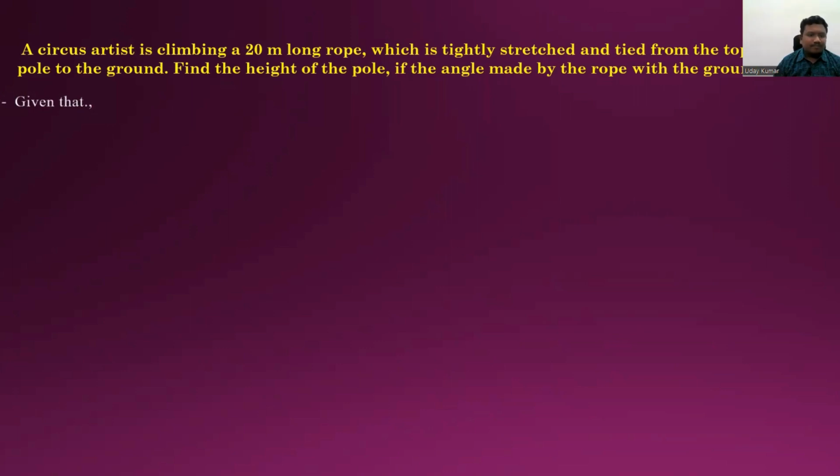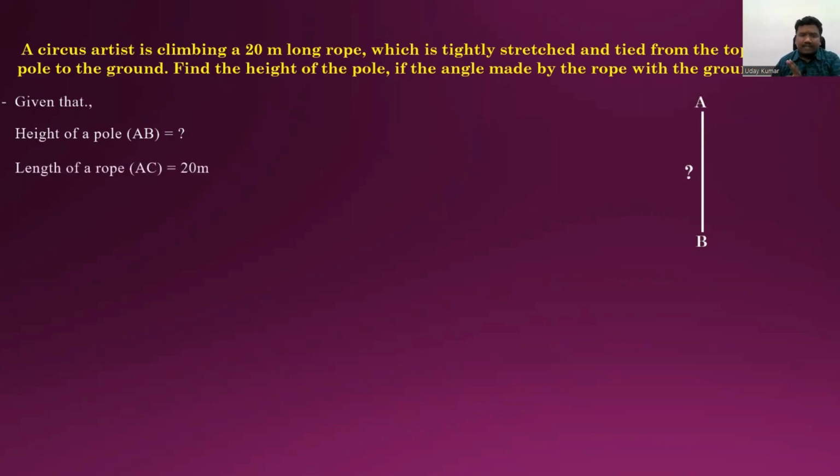Given that, height of a pole AB is equal to question mark, because they are asking us to find the height of the pole that we don't know. Okay, so let us draw the picture to that. AB unknown, and next what we know, length of a rope AC is equal to 20 meters. From the top of the pole to the ground, it is connected, means tied. So AC is equal to 20 meters.